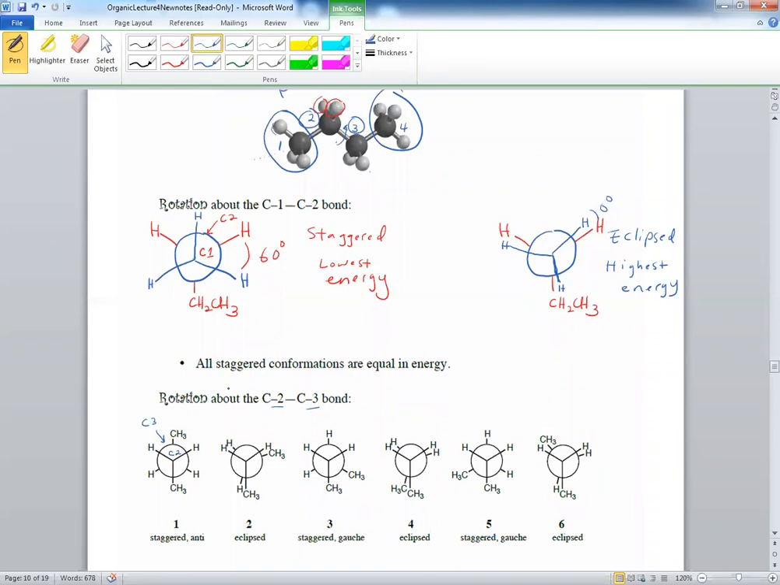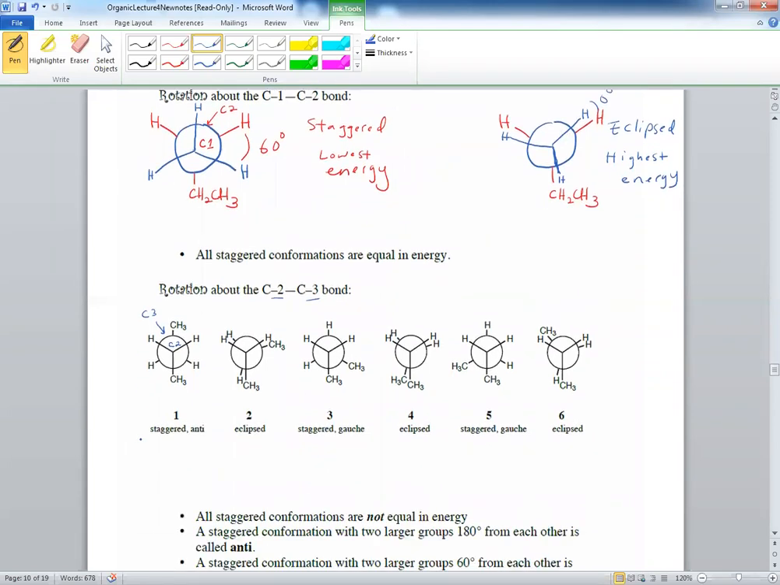So this one now is a staggered. You're right to call it that, but it actually has a name for it. Now we call it an anti, simply because now we have 2 substituents. We have the methyl and the methyl. So this is the lowest energy conformation.